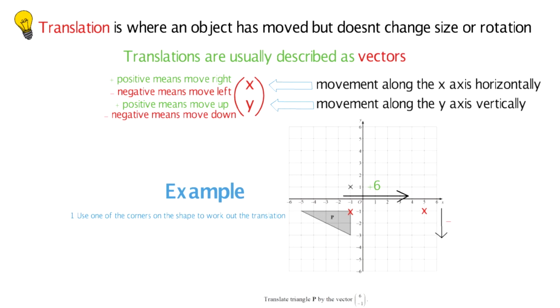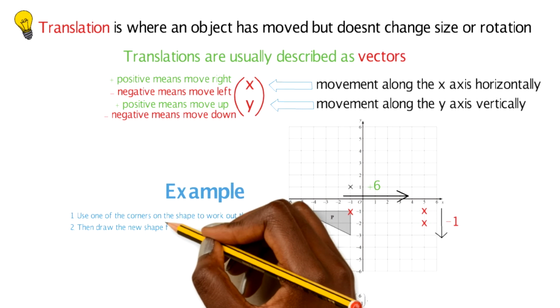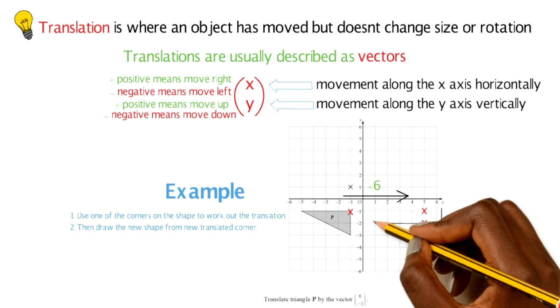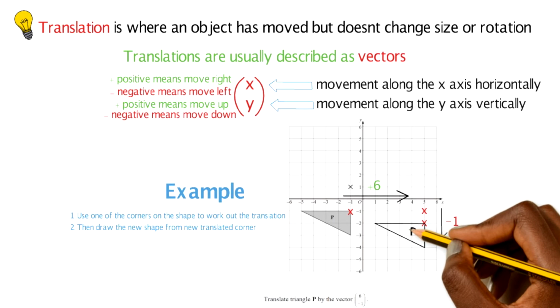So that top corner, if we move it down 1 space and then 6 across, it's going to become there. And then once you now know at least where one of the points are, you can literally draw the new shape from there. So then our new shape would look like this in that position. And label it P.